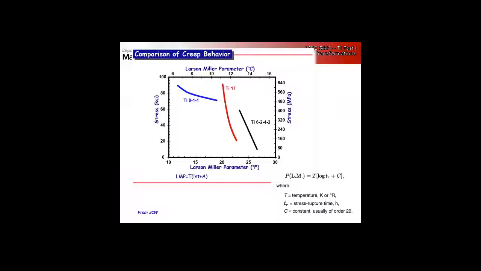Right, our rupture time has a big temperature dependence. Whereas if we have a narrow range, it's just a way of characterizing the creep behavior.